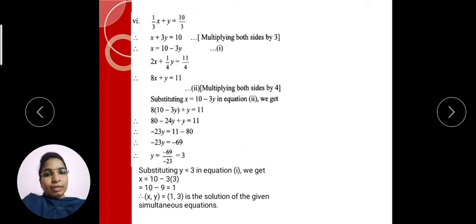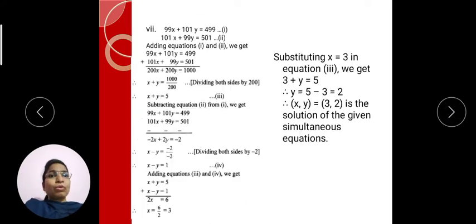So simply substitute this y is equal to 3 in equation first. What you will get? You will get 10 minus 3 into 3, that is 9. So x is equal to 1. So x is 1 and y is 3 is the solution of the given simultaneous equations. Now look towards equation number 7.